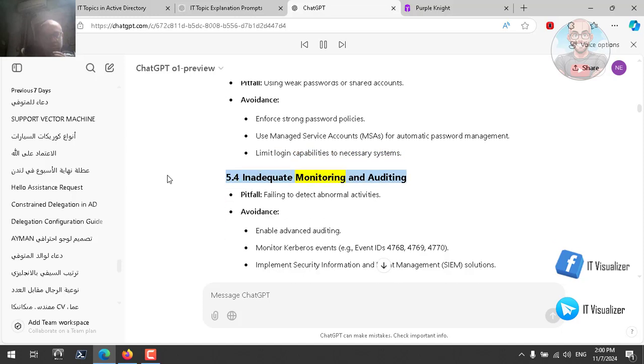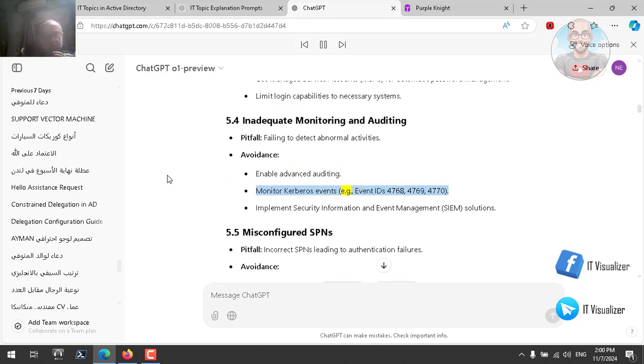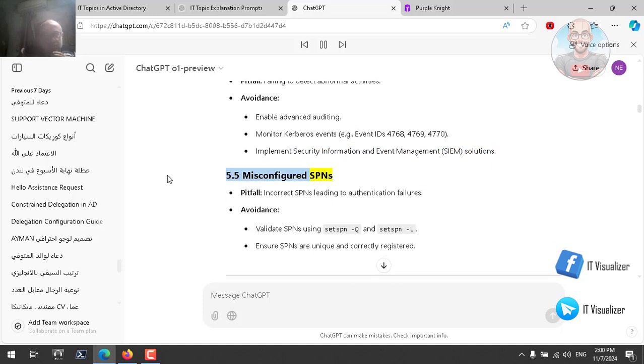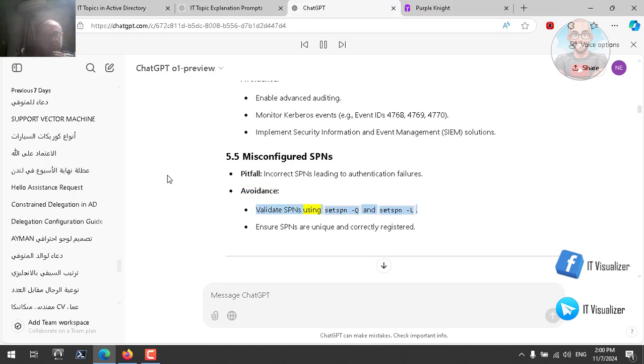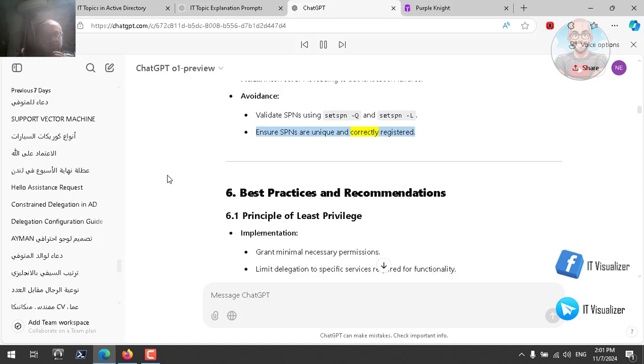5.4 Inadequate monitoring and auditing. Pitfall: failing to detect abnormal activities. Avoidance: enable advanced auditing. Monitor Kerberos events, e.g., event IDs 4768, 4769, 4770. Implement security information and event management, SIEM, solutions. 5.5 Misconfigured SPNs. Pitfall: incorrect SPNs leading to authentication failures. Avoidance: validate SPNs using setspn -Q and setspn -L. Ensure SPNs are unique and correctly registered.